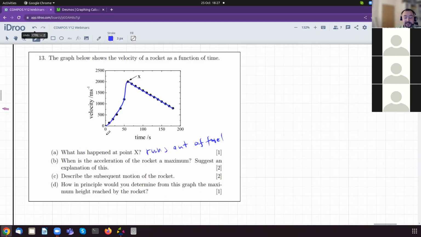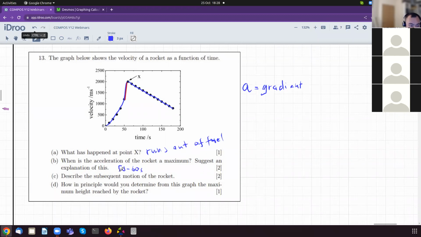When the tangent is the steepest. Well done. Yes. The tangent definitely shows you the acceleration. Acceleration is the gradient. And therefore it is the steepest between 50 and 60.